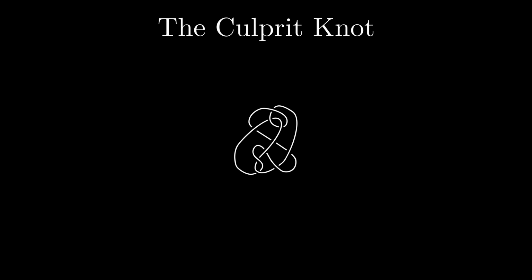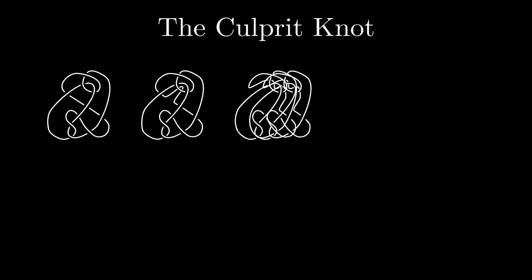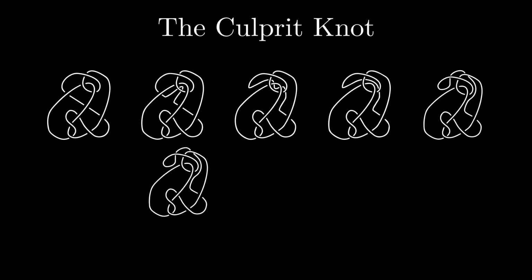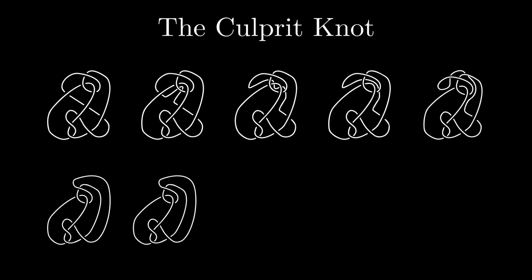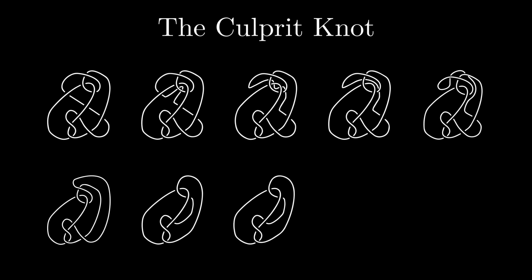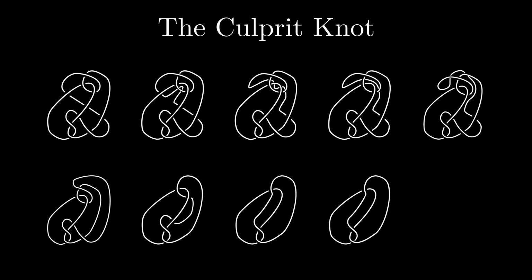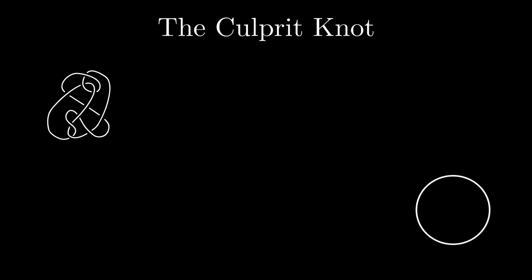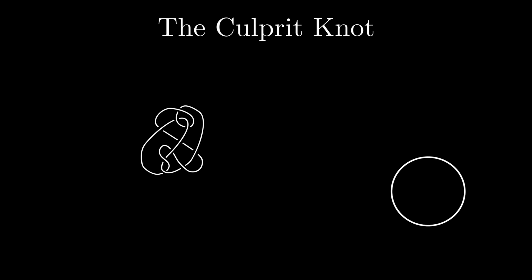For example, the knot known as the culprit. When one first looks at the culprit, it would seem to be a complicated knot. But through the following transformations, known as Reidemeister moves, it unravels into the unknot. We will define Reidemeister moves and why they do not change the nature of a knot presently.